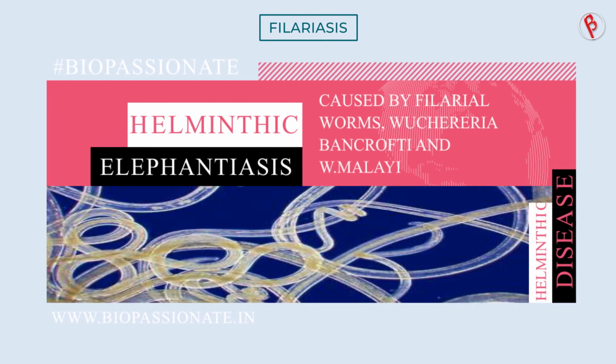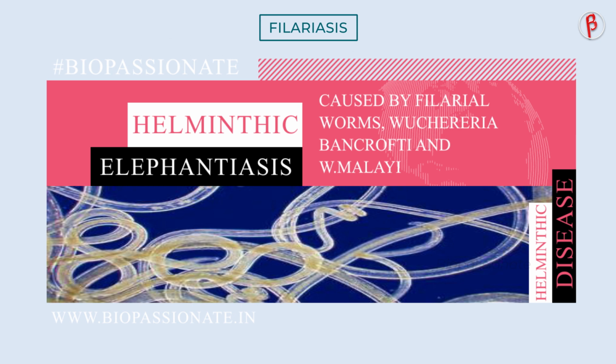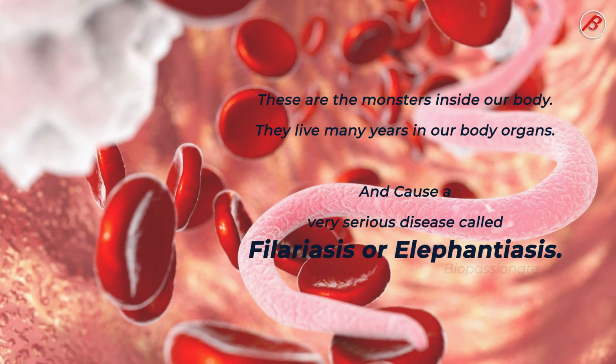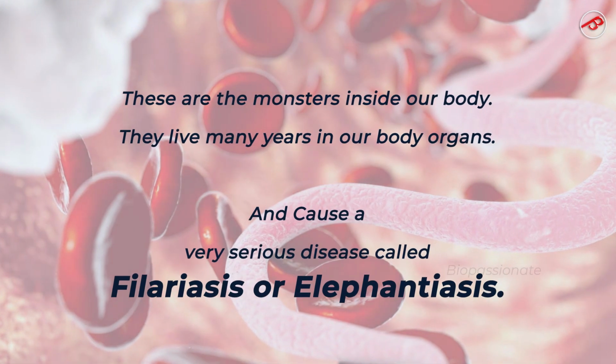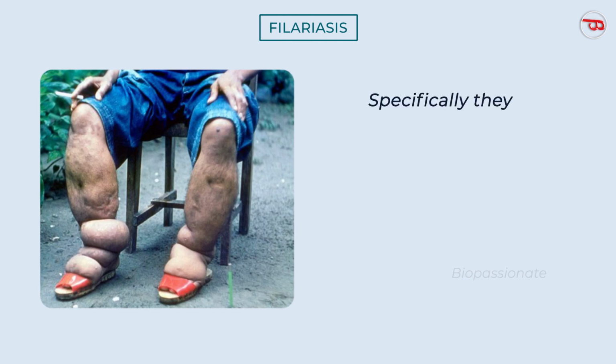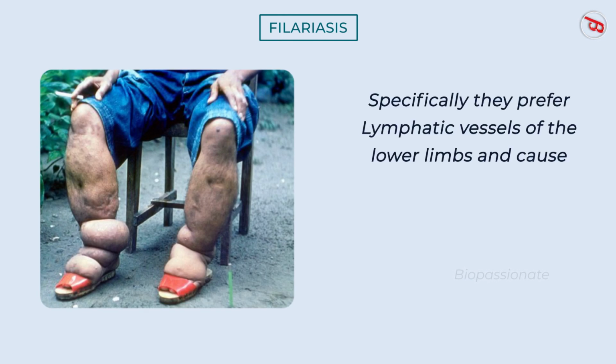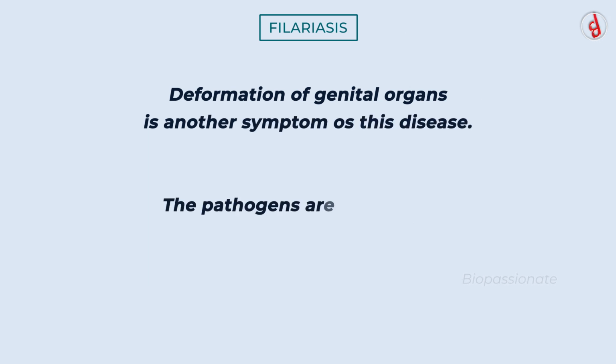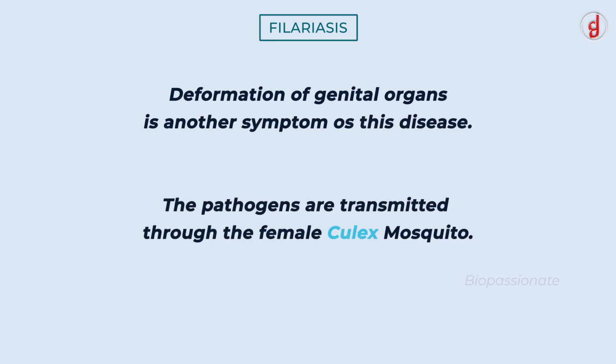Filariasis is caused by filarial worms called Wuchereria bancrofti and Wuchereria malayi. These are the monsters inside our body. They live many years in our body organs. These filarial worms cause a very serious disease called filariasis or elephantiasis. These endoparasites specifically prefer lymphatic vessels of the lower limbs and cause enormous inflammation. Then the legs appear like the legs of an elephant, hence the name elephantiasis. Symptoms of filariasis include deformation of genital organs. The pathogens are transmitted through the female Culex mosquito.